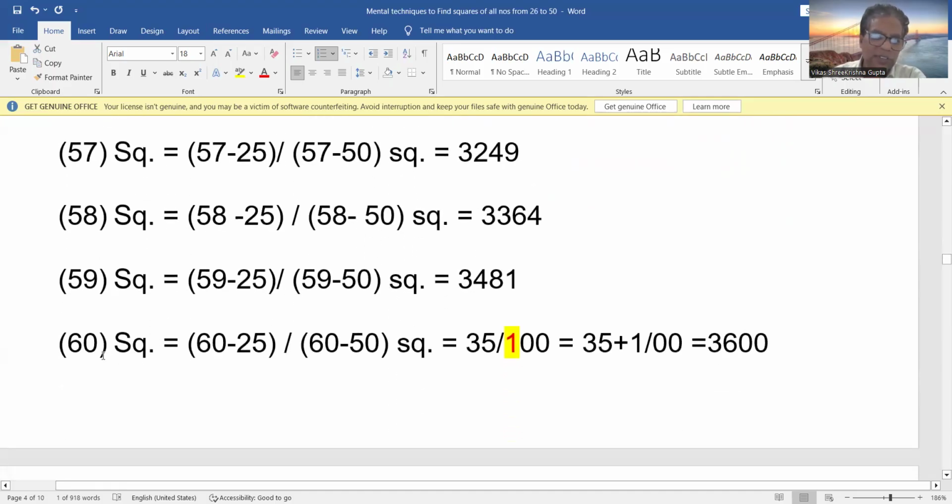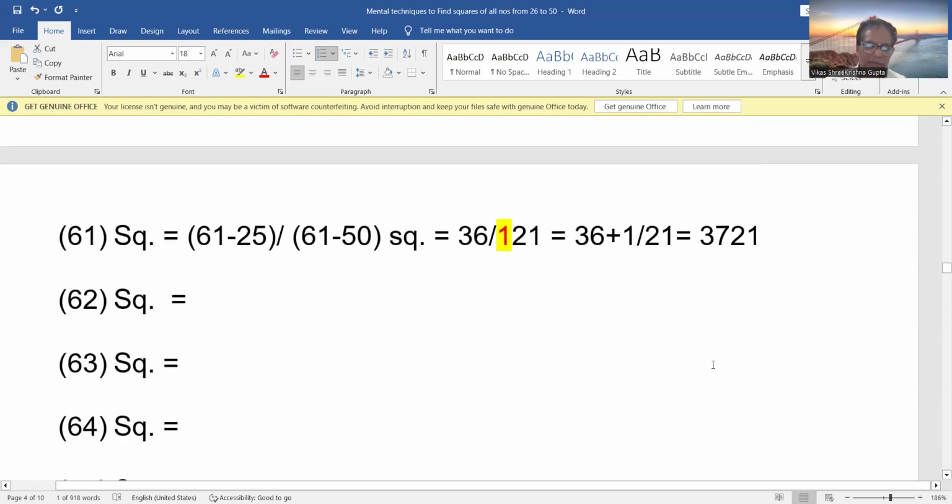You see, like 60 square. Now 60 minus 25, 60 minus 50. 60 minus 25 is how much? 35. And 60 minus 50 is 10. So 10 square is equal to 100. Now this one is extra because this is a 3-digit number. I require only a 2-digit number. So this one is to be carried forward for balancing. So I'll add 1 plus 35 and the answer will become 3600.